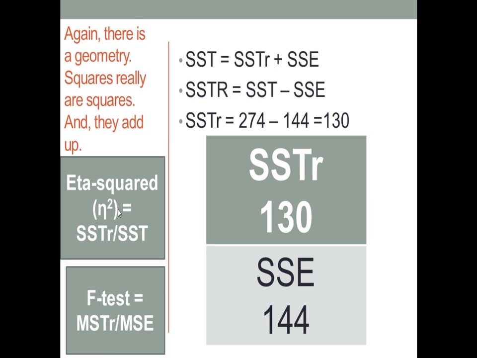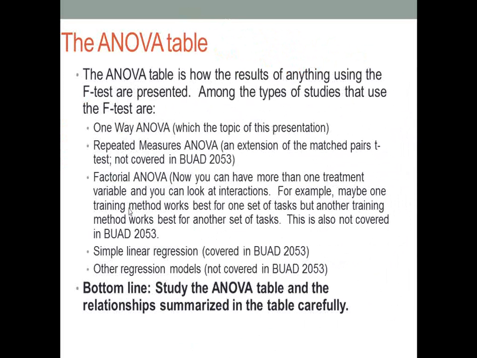And then just to remind you, the F-test was take each of those, divide by its degrees of freedom, and you'd have MSTR divided by MSE. I'll just let you take a second to read this.